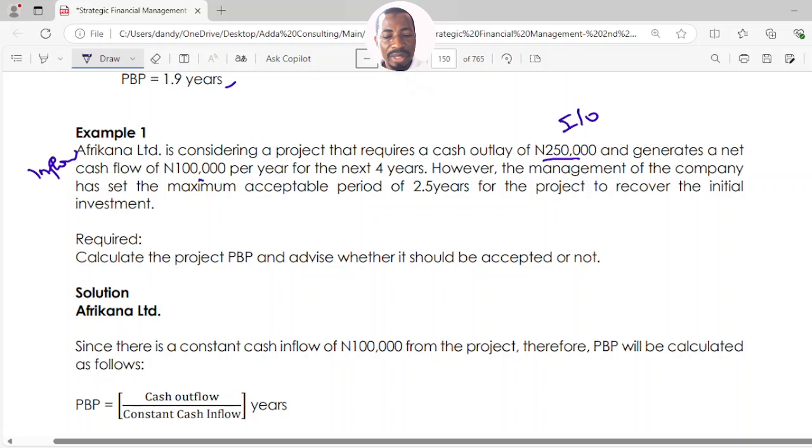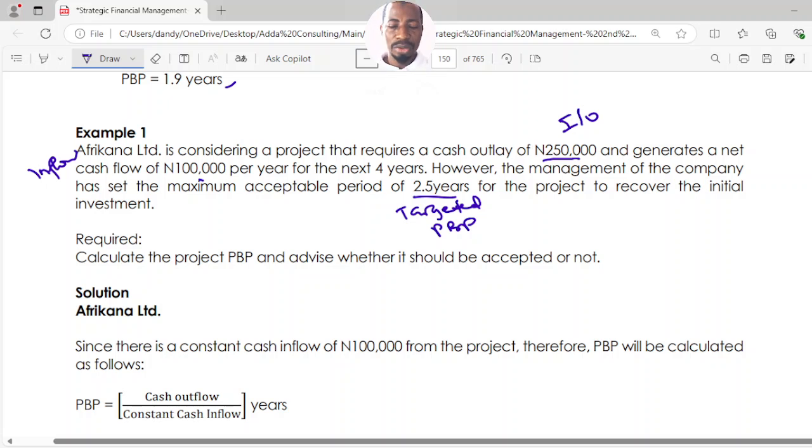However, the management of the company has set the maximum acceptable period of 2.5 years for the project to recover the initial investment. So here, this 2.5 years is the management targeted payback period. So what this simply means is that once I calculate my payback period, I need to compare with this management intended payback period. Required: calculate the project's payback period and advise whether it should be accepted or not. So examiner is asking us to advise whether this project should be accepted or not using payback period.